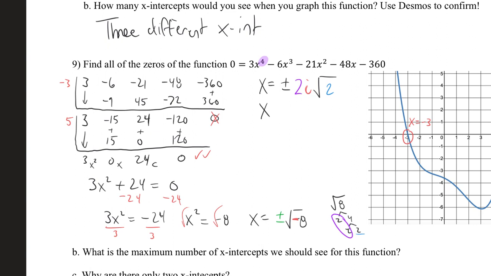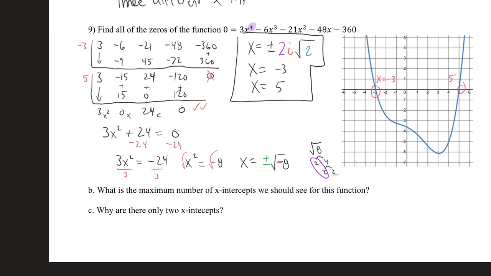And then we had our two answers that we started the problem with, which were negative 3 and positive 5. So there's our 4 solutions. So that's all done.